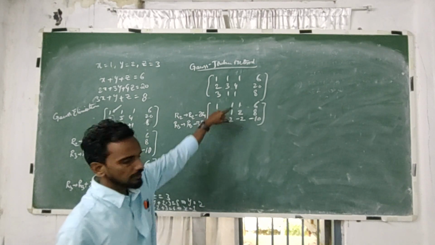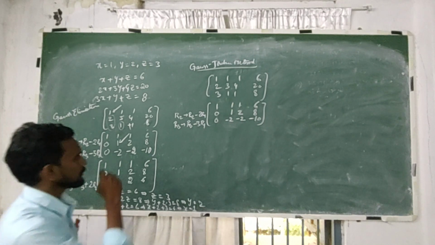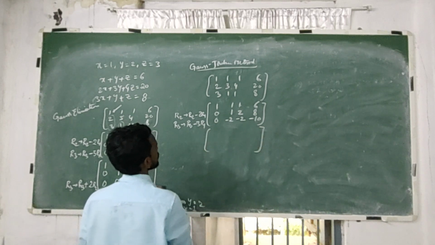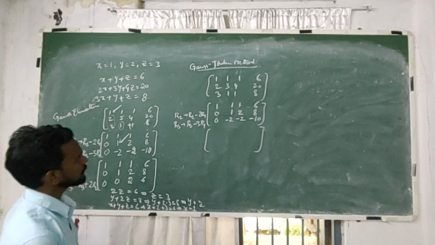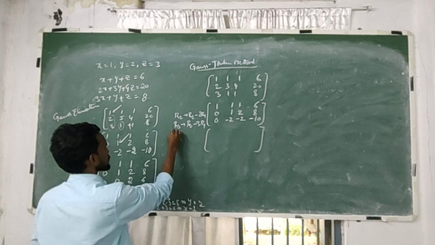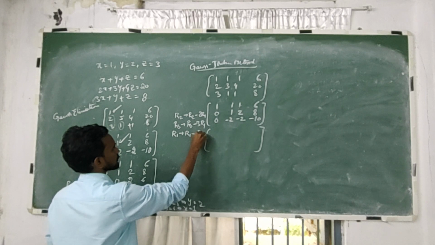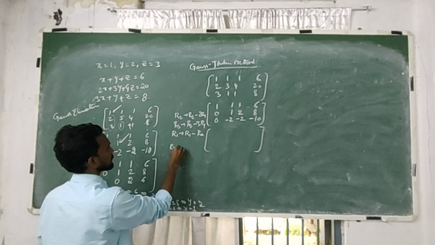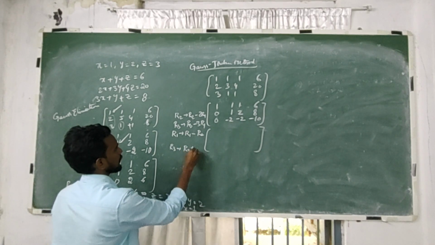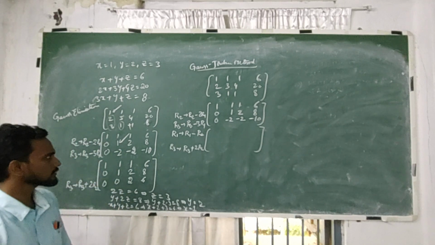When you are considering the second pivot, you have to make the elements below and above the pivot element 0. So what are the row operations now? If the pivot is 1, you have to make this 0. So the row operation is R1 now becomes R1 minus R2, and R3 is R3 plus 2R2. These are the two row operations.